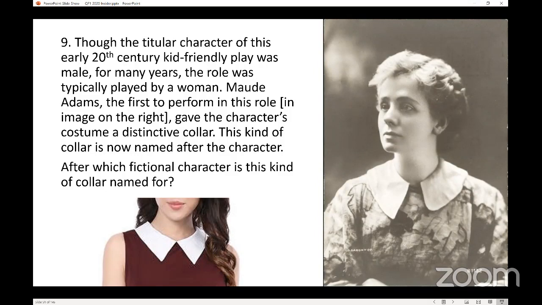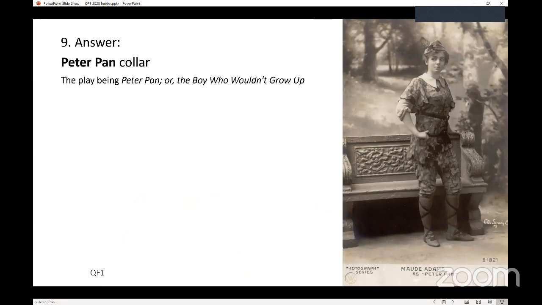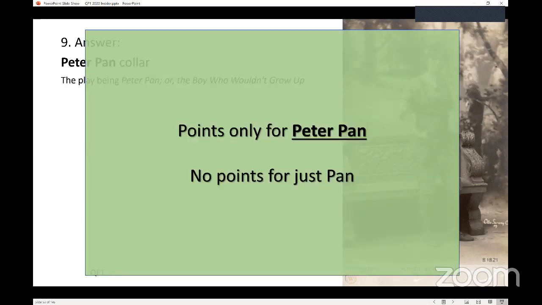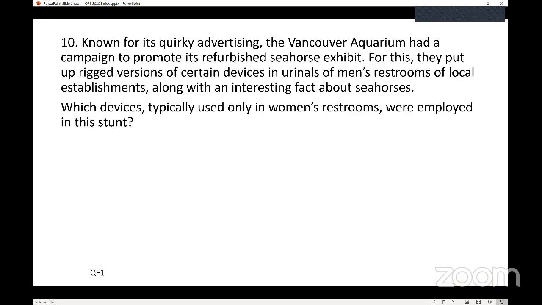So question 9. Varun, please go ahead. Yeah, hi. Is this Peter Pan? Peter Pan is correct. This is the Peter Pan collar. So points only for Peter Pan, no points for just Pan or anything else. Peter Pan is correct. And question 10.